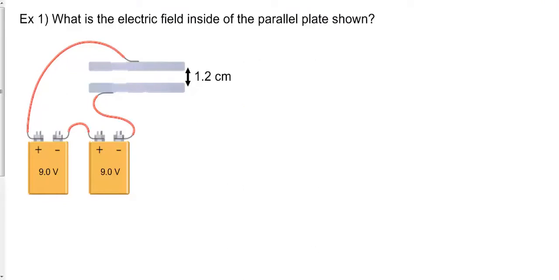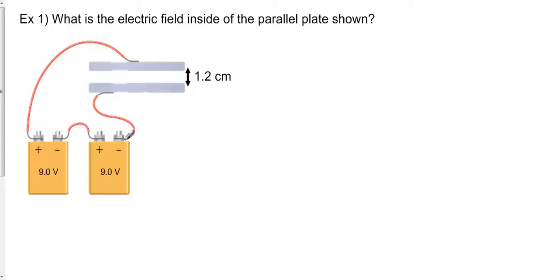So we're hooking up two 9-volt batteries here in series, and they're hooked up to these parallel plates. And I want to know what is the electric field inside. So what is sort of going on inside of here? Let's start with maybe the simple structure. Let's take a look at the picture of these batteries that are set up here.